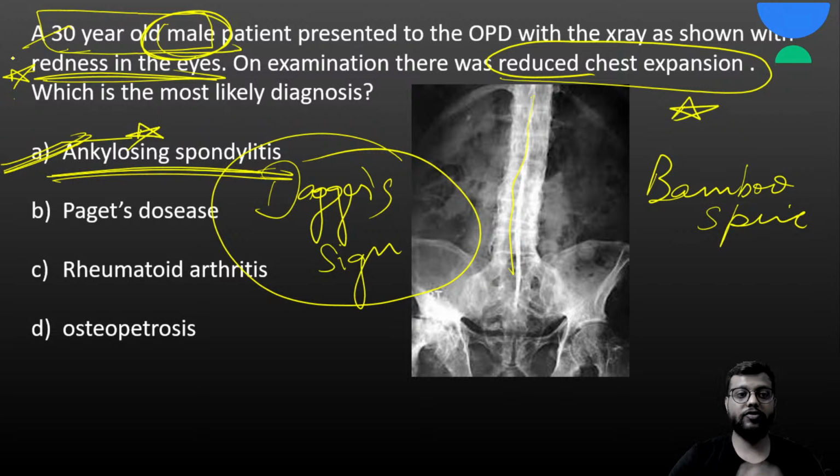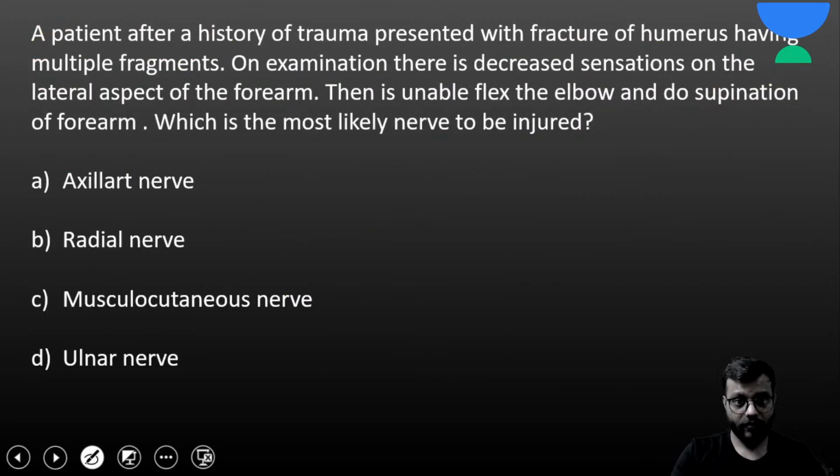Systemic features like urethritis, iridocyclitis, knee arthritis with reduced chest expansion, these are all pointing towards the diagnosis of ankylosing spondylitis. Very important and very easy.